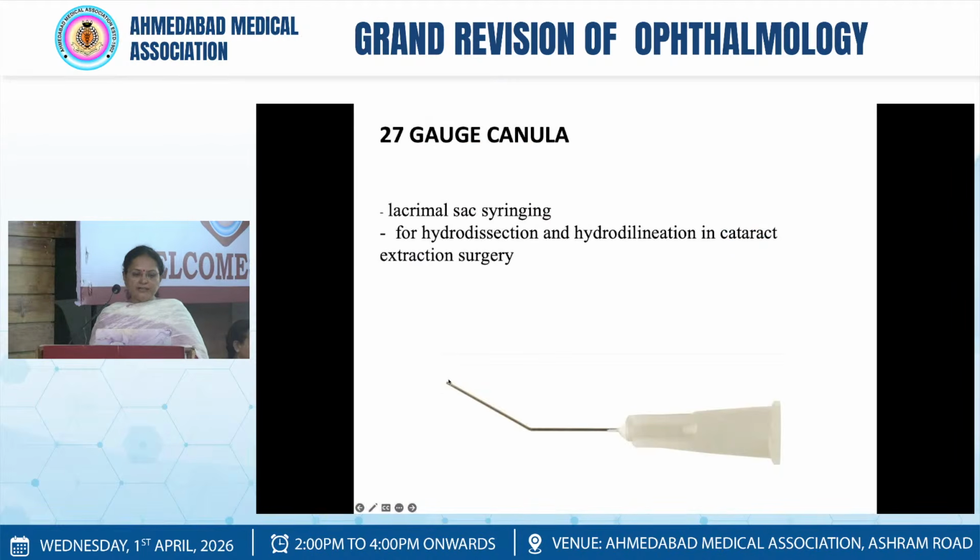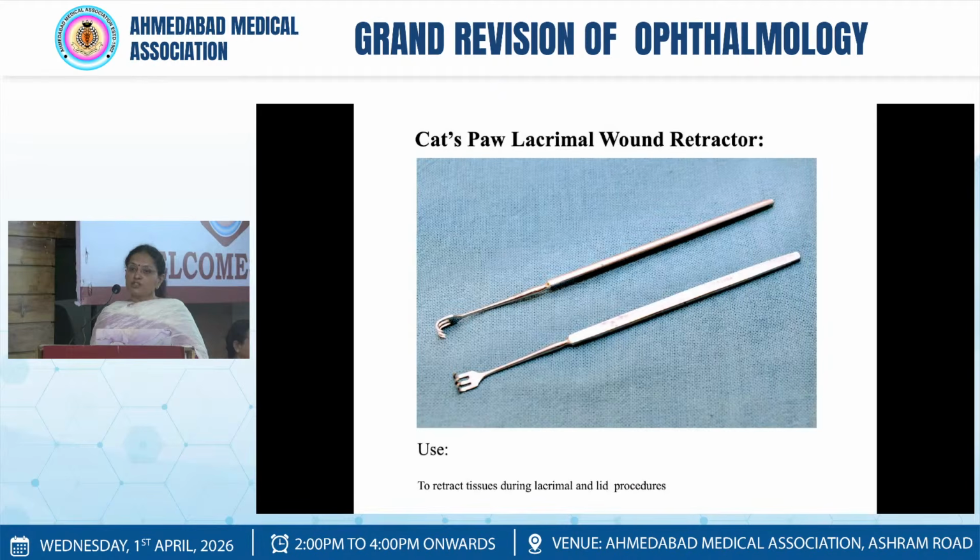Then this is a 27 gauge cannula used for lacrimal sac syringing and for hydrodissection and hydrodelineation in cataract surgery, and it is usually attached to the syringe for injecting the viscoelastic substance and also air injection. This is, you can see, like a trishul. So it is a lacrimal wound retractor to retract the tissues during lacrimal and lid surgeries.